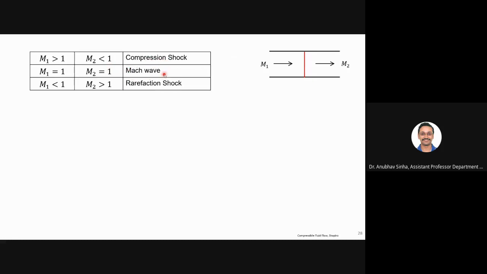Now there is another interesting possibility, known as a rarefaction shock. For that to happen, M1 is subsonic, so the approaching flow is subsonic, but beyond the shock it becomes supersonic. Logically speaking, this is the reverse condition of the compression shock, where a supersonic flow approaches, passes the shock and becomes subsonic. Here the reverse condition is there. Okay.